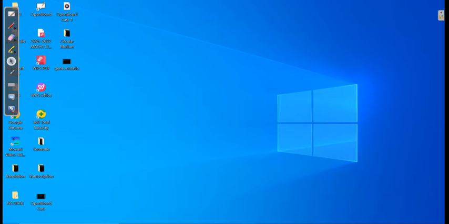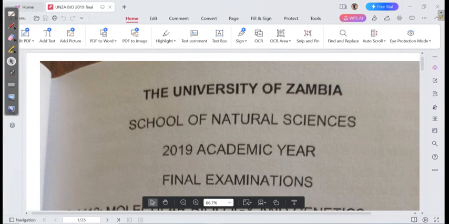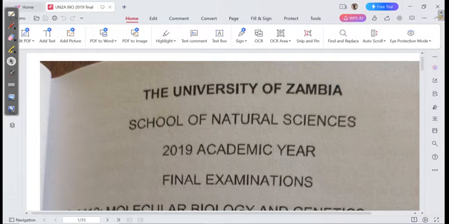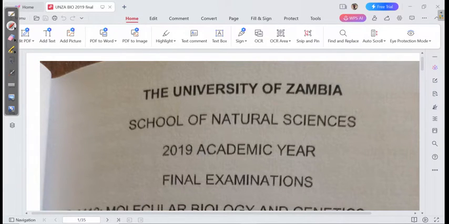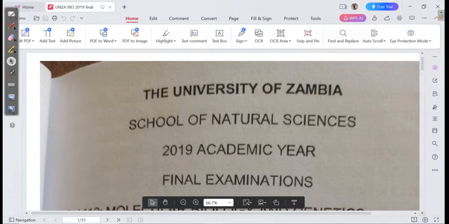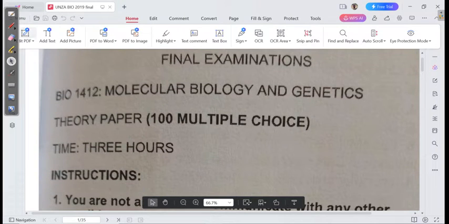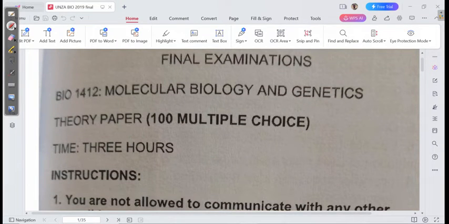Okay, so let's get into business. Can you see this paper? Kindly confirm. Okay. So this paper is saying School of Natural Sciences 2019 academic year. So it was written in 2019, which was BAR 1412.